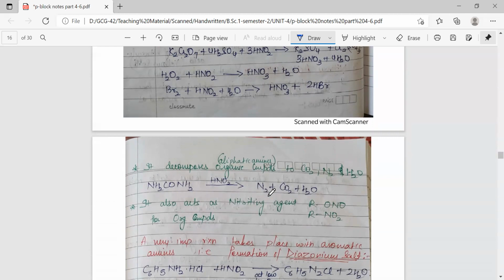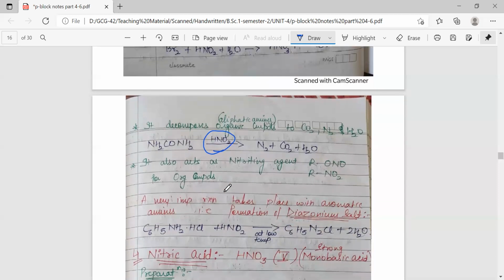It decomposes organic compounds, especially the aliphatic amines, to carbon dioxide, nitrogen, and water. So this is an important property of nitrous acid, that it can decompose aliphatic and aromatic organic compounds. It also acts as a nitrating agent, that is, it introduces the group RONO and ONO2, the nitrito or nitrite group.